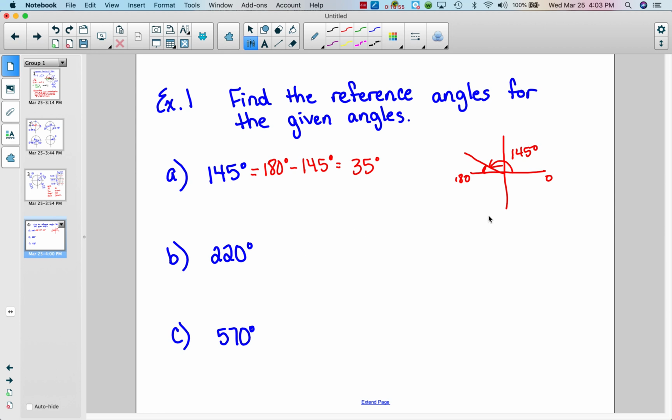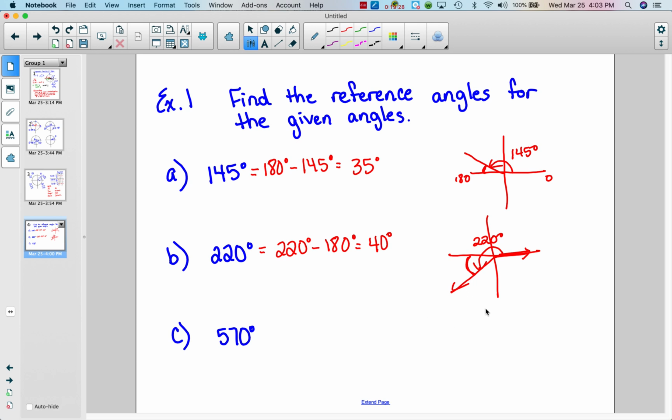For 220 degrees, we're going to do the same kind of thing. Starting at 0, starting here, and 220 is bigger than 180. And again, I don't care how accurate it is, just be in the right quadrant. So if this is 220 degrees, then I know this piece right here is my reference angle. So how do I find that? Well, I'm going to take the whole 220, subtract 180, and I'm going to have 40, and that's my reference angle.